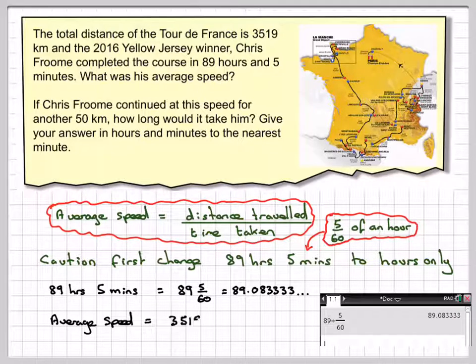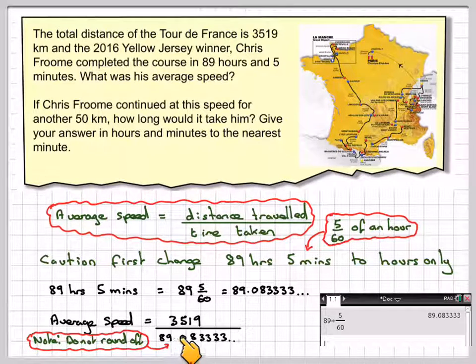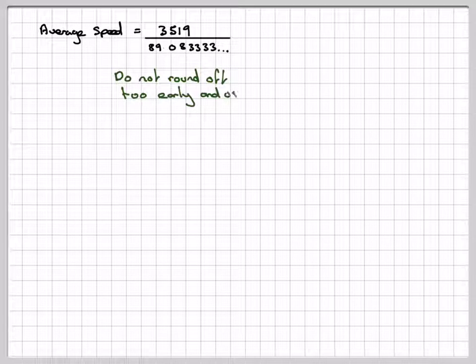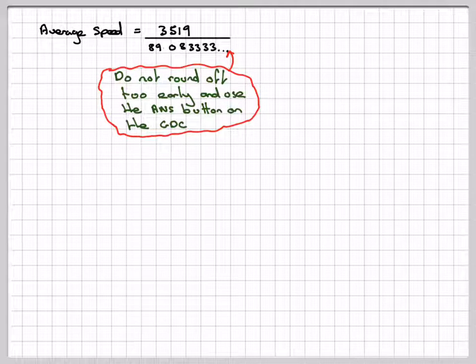Right, the average speed is going to be the total distance, which is 3,519 divided by 89.083333. Okay, notice we do not round this off here prematurely. We've still got the answer here in our calculator. So we're going to use the answer button on the calculator. I'm going to show you how to do that now.